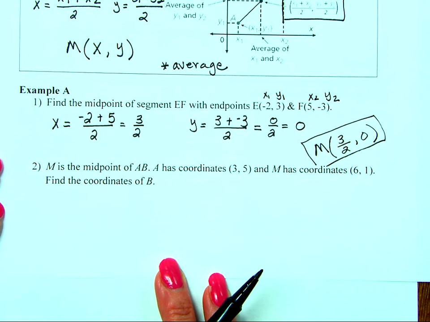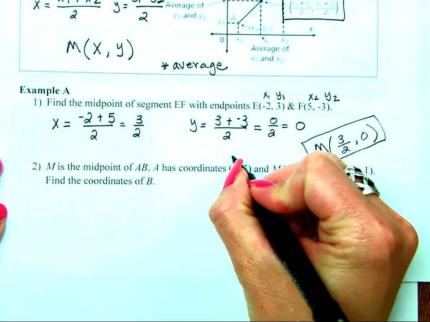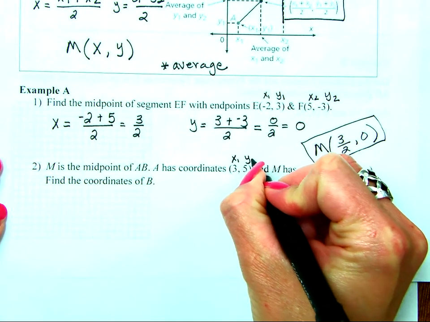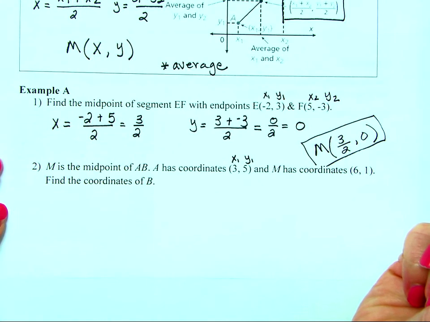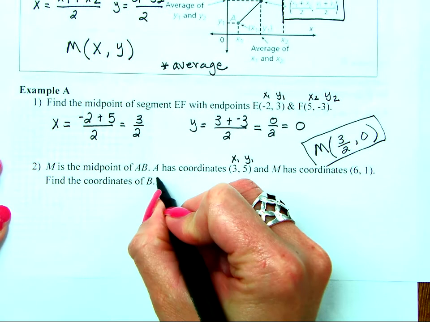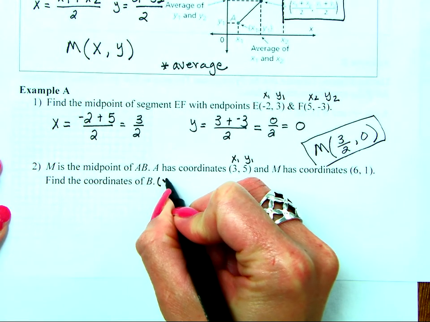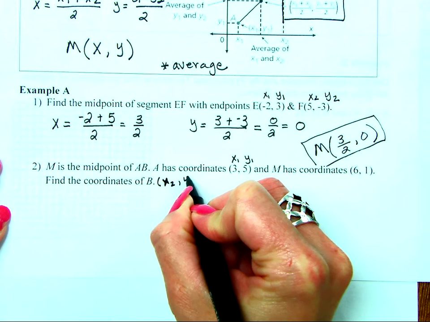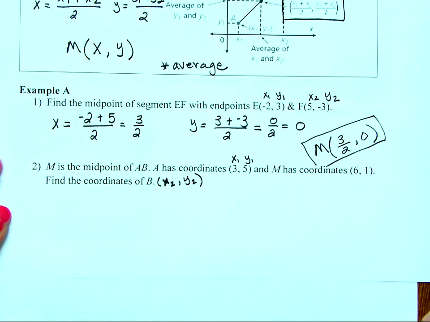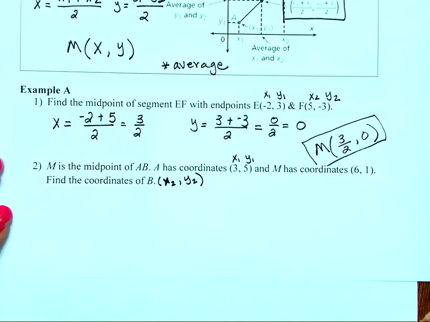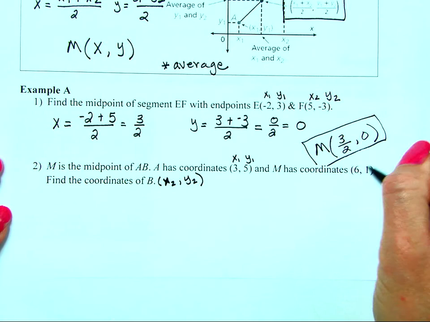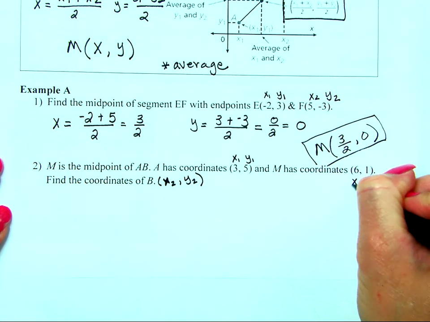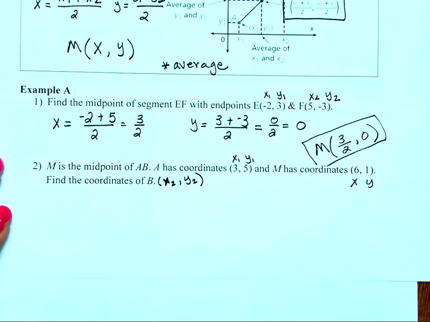So in this case, I have my x1, y1. But when they give me the coordinates of M, that is my midpoint. To me, that's kind of like the answer. I need the coordinates of B, which is my x2 and my y2. How would I do that? Well, if they give me my coordinates 6, 1, I'm going to think about that as my x and my y.